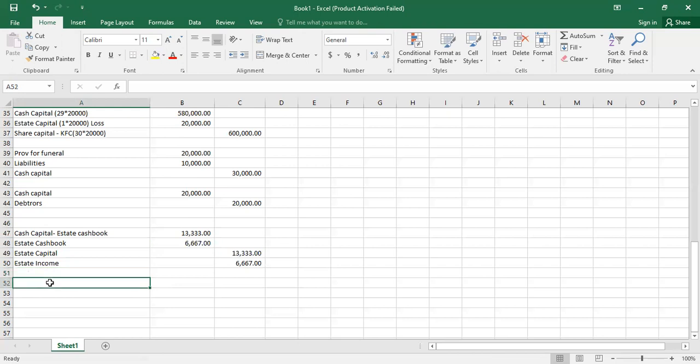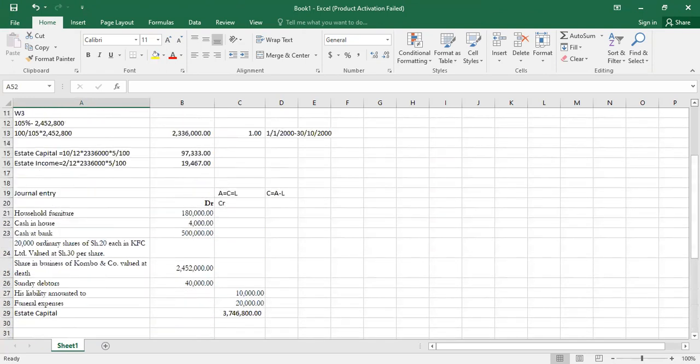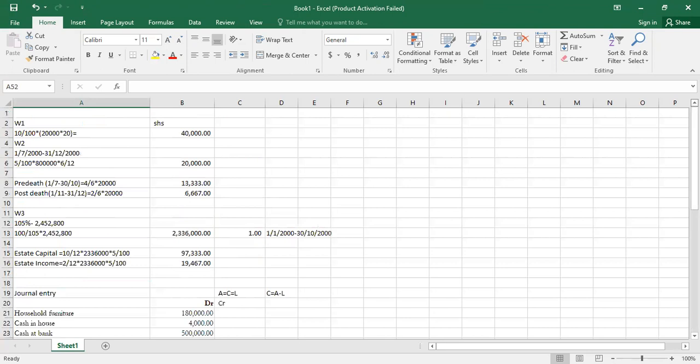We go on. What have we not treated? I remember there was that 10 months interest. Let me go back and peruse through my workings. Yeah, there is this amount. So we need to know how to treat this.